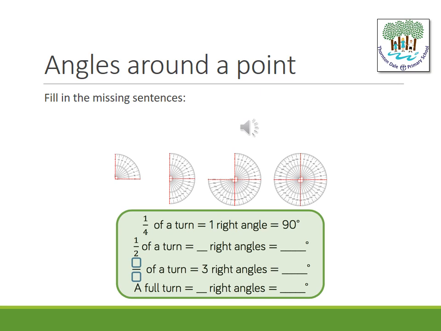Next, we're looking at three right angles, which is 3 out of 4 quarters of a turn. So 3/4 of a turn is 3 right angles, and that's 3 lots of 90 degrees. Well, 3 times 9 is 27, so 3 times 90 would be 270. That means that a full turn is 4 right angles, which is 4 lots of 90 degrees, which is 360 degrees. So a full turn around a point, starting, for example, at 12 o'clock and going all the way around back again to 12 o'clock, is 360 degrees. That's a really important thing to remember.